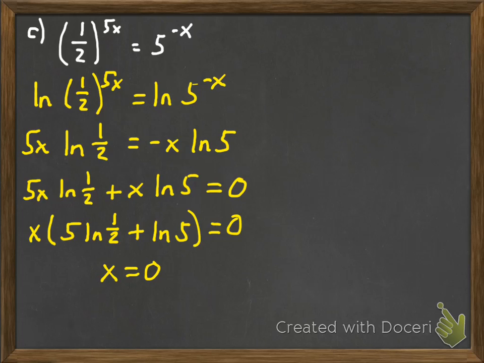Not bad. It's true, isn't it? 1/2 to the 0 power is 1. 5 to the opposite of 0, that's still 5 to the 0 power. It's also equal to 1, right? Excellent. Next example.